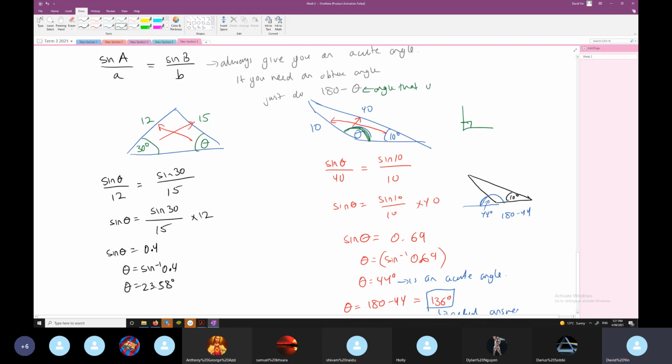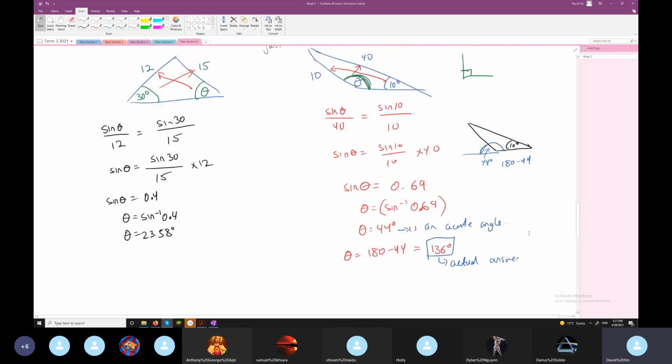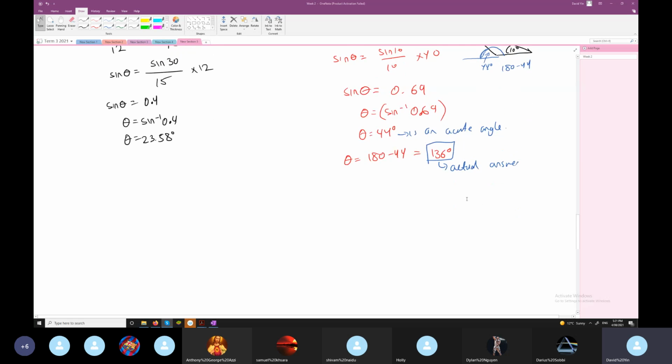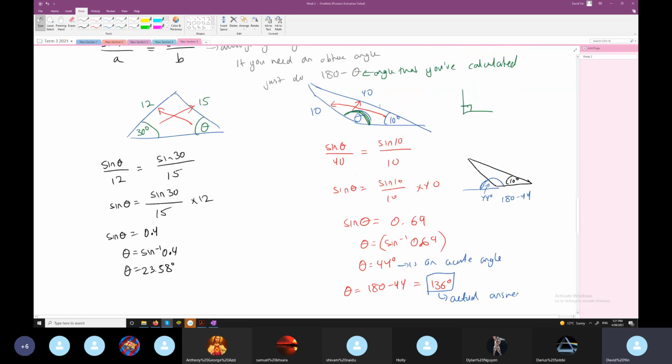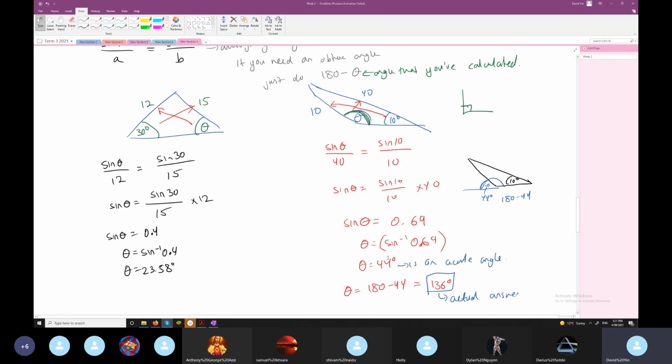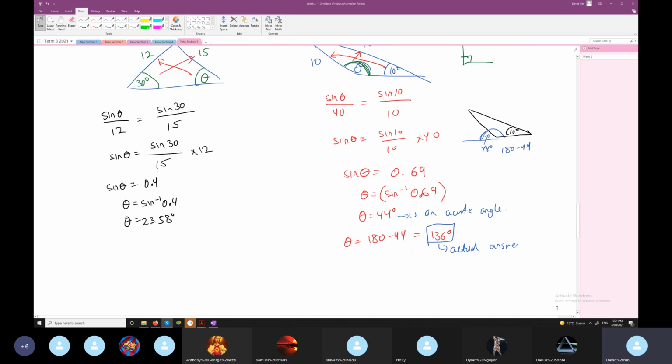Angle that you've calculated. Yeah, so we don't need to minus the 10 here. If that doesn't make sense, send me another message and I can go through that again. But whenever you see an obtuse angle, just remember that your answer will always be acute when you're using the formula. Because it's always going to be acute, you just do 180 minus the answer that you got, and that will give you the obtuse angle.